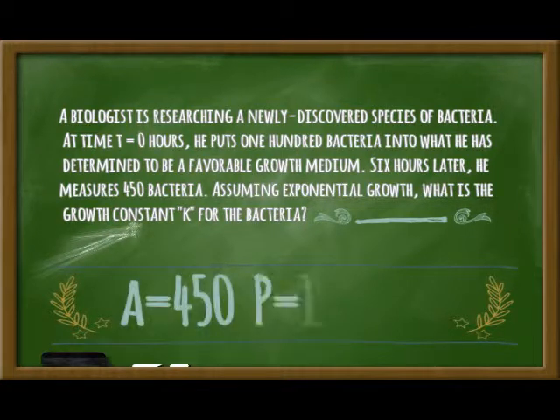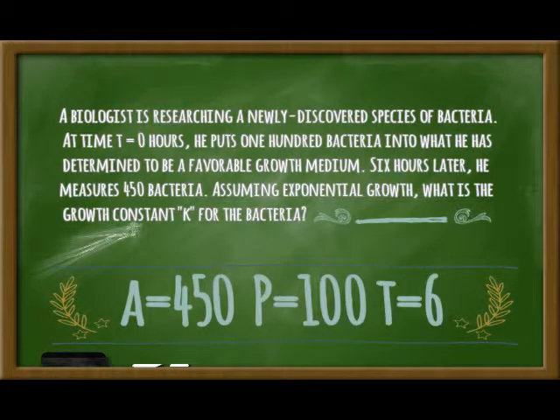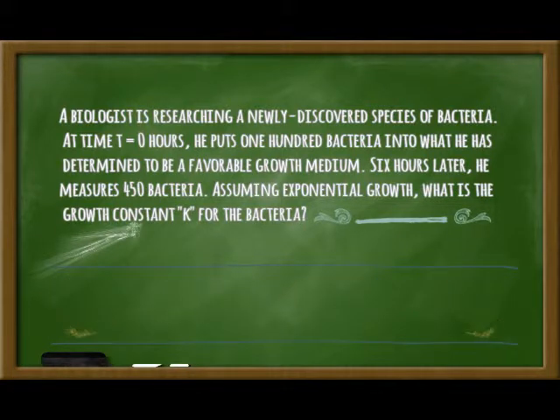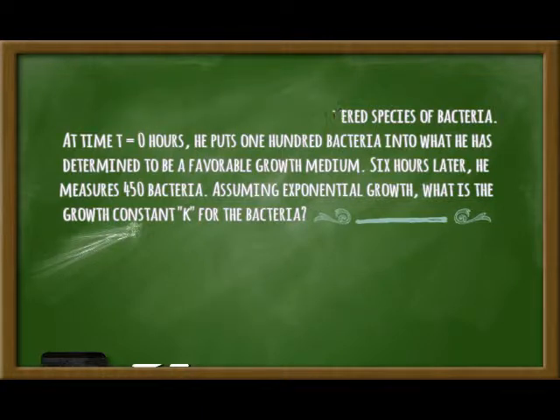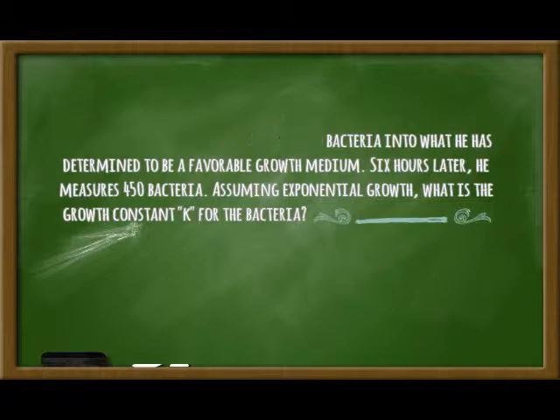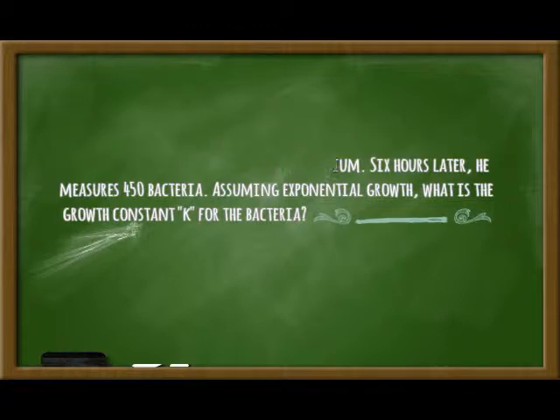So, for this problem, the ending amount is A equals 450 and the beginning amount is 100, so P equals 100 and T equals 6. The only variable I don't have a value for is the growth constant K, which also happens to be what I'm looking for. So, I'll plug in all the known values and then solve for the growth constant.